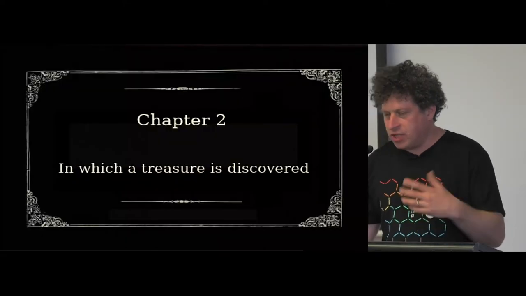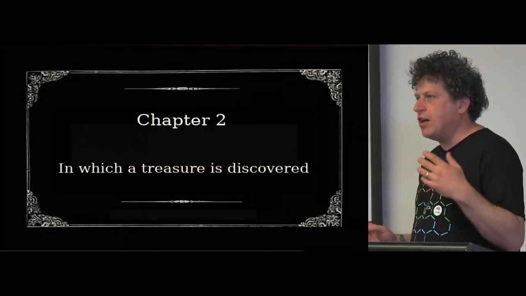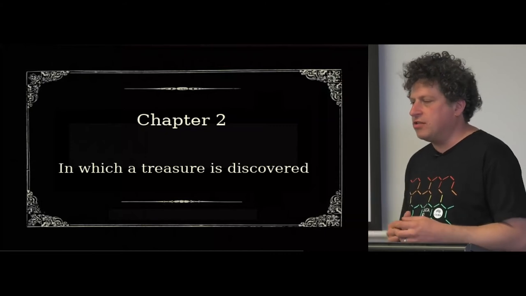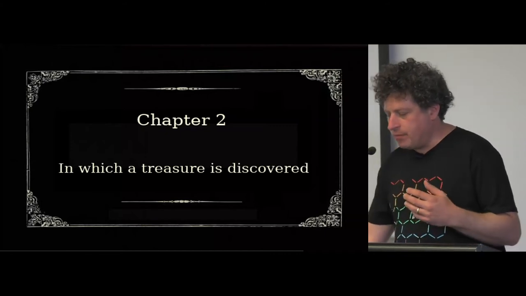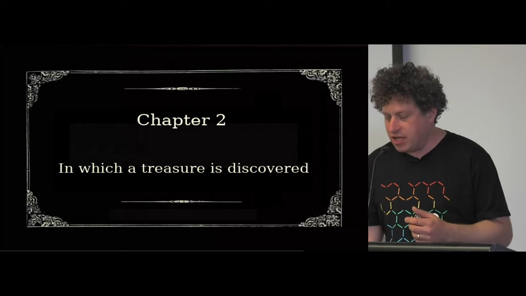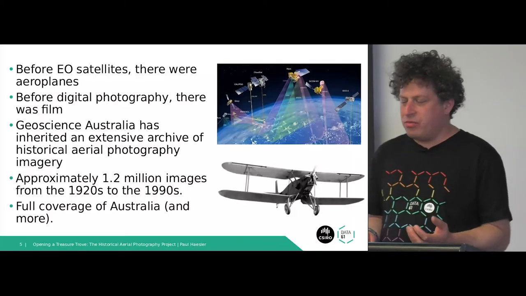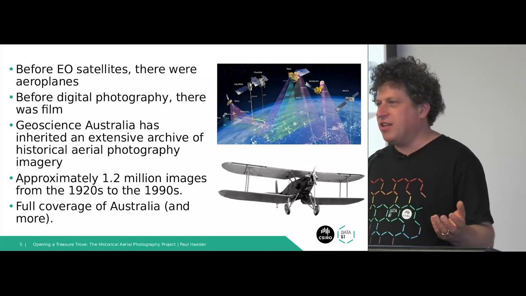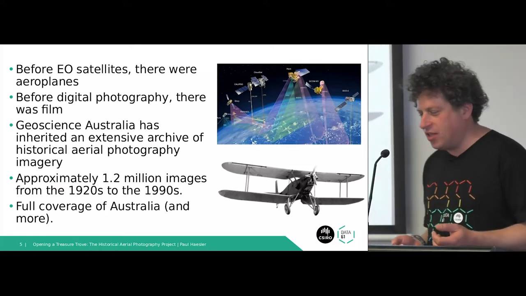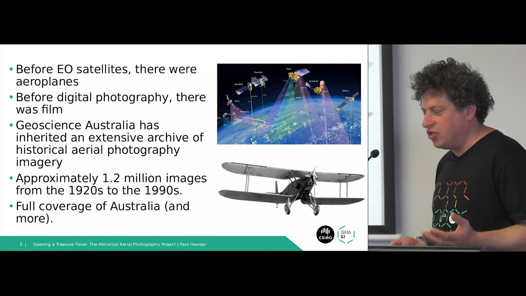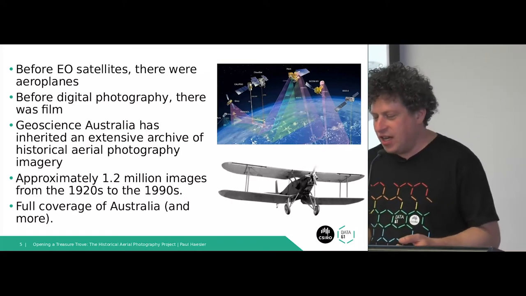This particular proposal came from Geoscience Australia again, a different part of Geoscience Australia to Dave's section. And as you saw from the title, it's about a historical aerial photography archive. Before Earth observation satellites, there were aeroplanes. Some of you might have had some experience with them recently. And before digital photography, there was film.